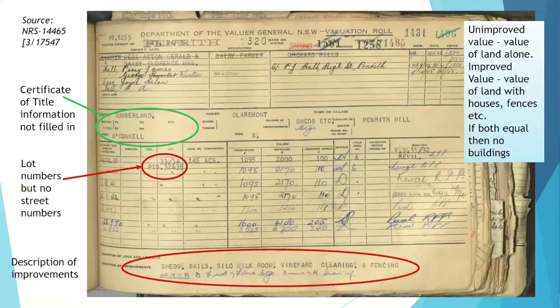But we also get a description of the improvements. So on this property between 1935 and 1953, we had sheds, cow bales, a silo, a milk room, a vineyard. The property was cleared and it was fenced. And as at the 15th of November, 1938, I think that is, there was a double-fronted wooden and fibro cottage with 3 rooms, a kitchen, and an iron roof.